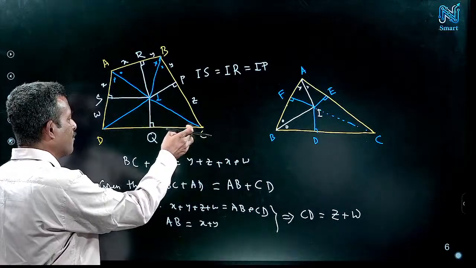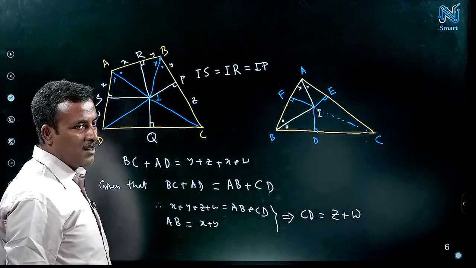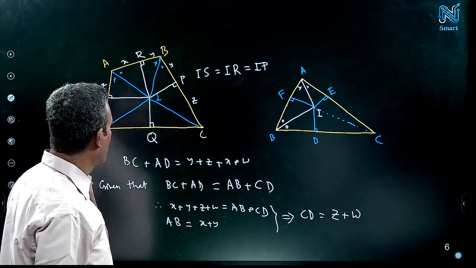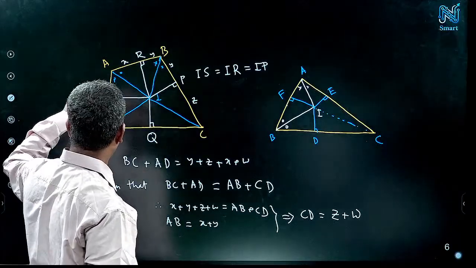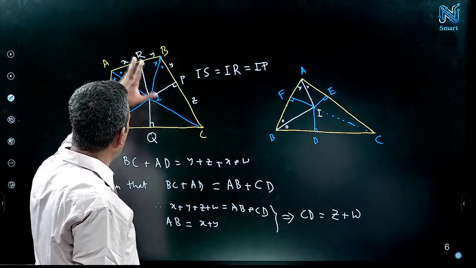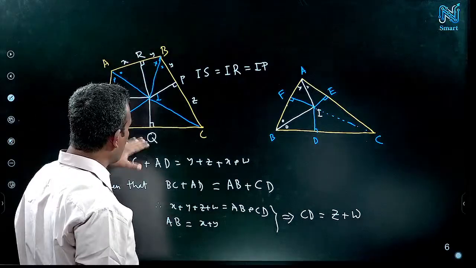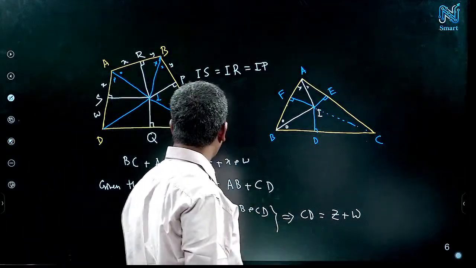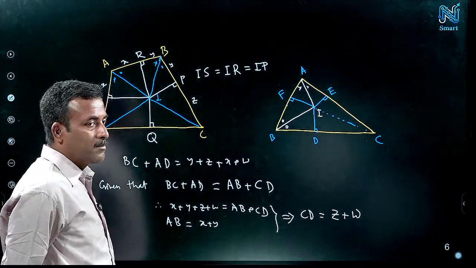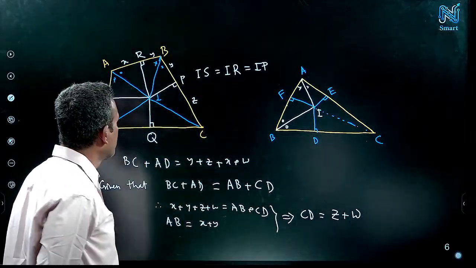If we can prove that CQ is equal to PC, then DQ equals DS automatically, because the sum of these is equal to this. AB plus DC equals BC plus AD, which we already used. Using that, we ultimately get that CD is equal to this part. CD is also equal to z plus w.